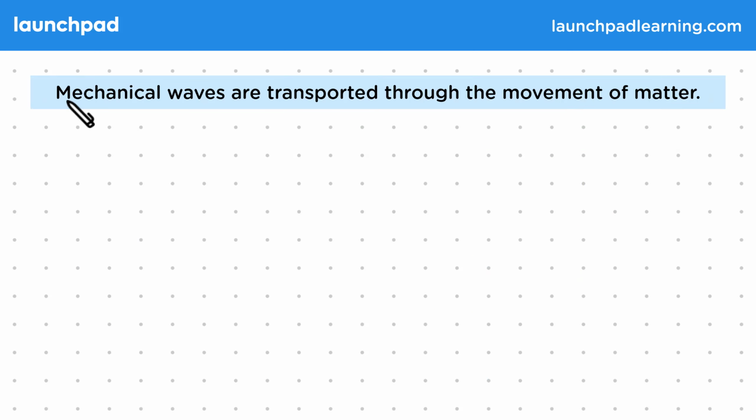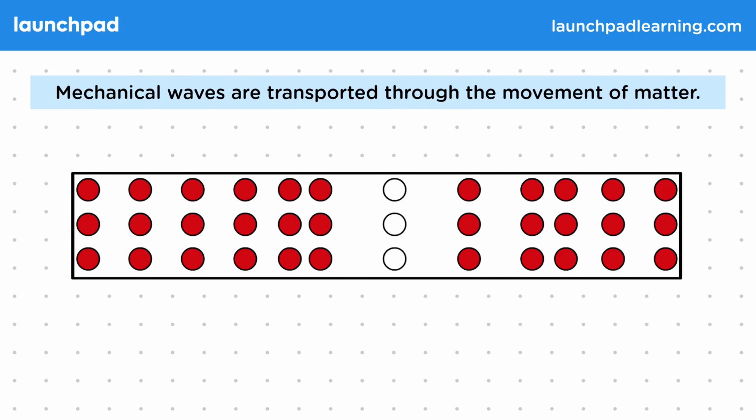Well, first we'll need to know this key definition. Mechanical waves are transported through the movement of matter. Now, mechanical waves consist of all types of waves except what we call electromagnetic or EM waves. Light is an example of an EM wave, but we'll be looking more closely at that elsewhere. For now, let's go back to our sound wave.